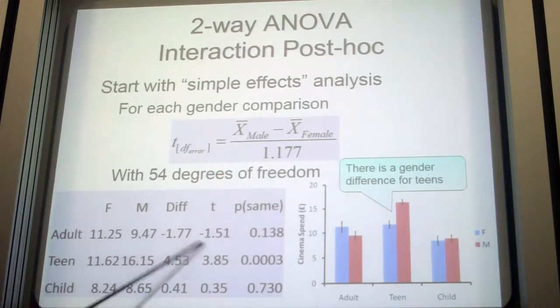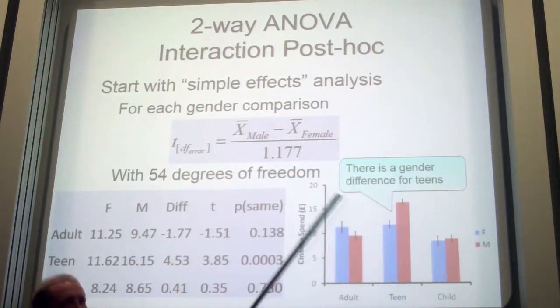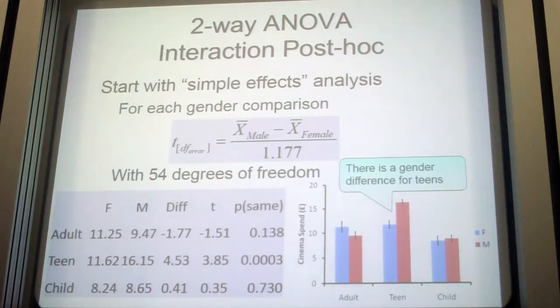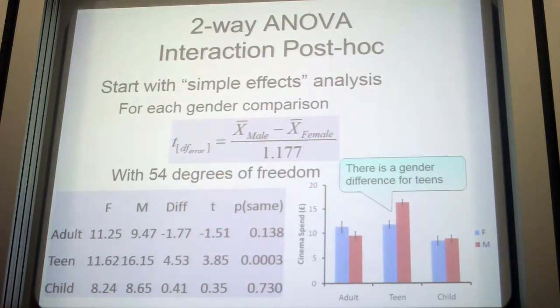So for adults, we have a difference which is non-significant. For teenagers, there's a significant difference, and for children, there's no difference, non-significant difference. Okay, so what we can say is that there is a gender difference for teens, but not for children or adults. And that's described that interaction term. And so by looking at the simple effects, we just ask, is there a gender difference for these 3? Of course, we can do the same thing and ask, is there a difference of age for the different genders? Come out as giving us the same answer.